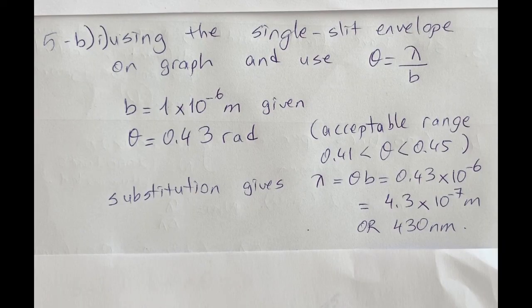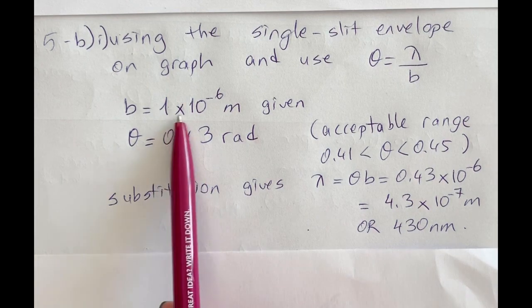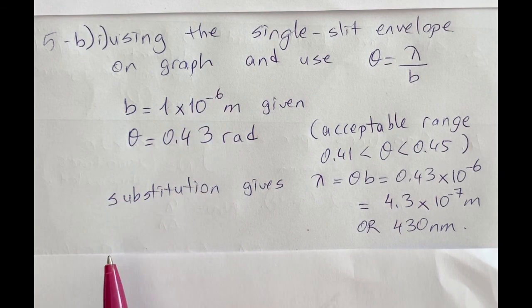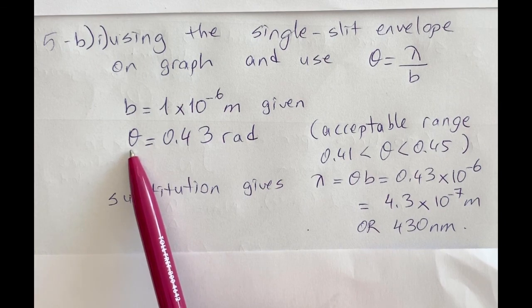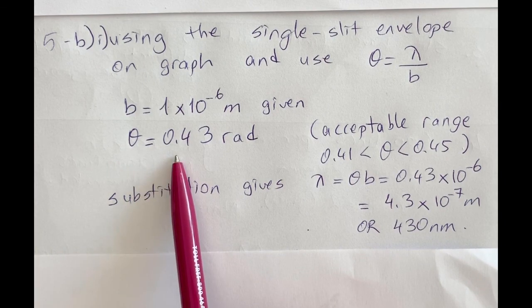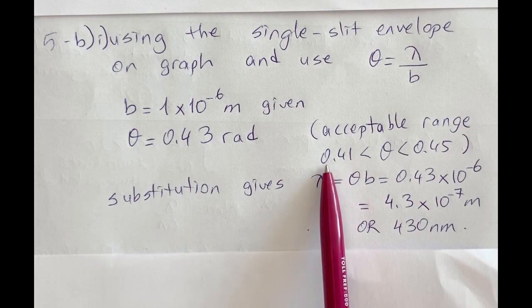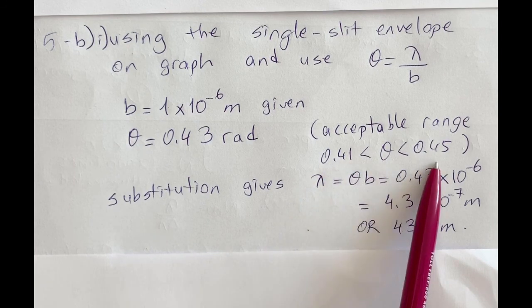5B(i) is asking for an estimation of wavelength given that the width of each slit is 1 micrometer. That means 1 times 10 to the power of -6 meters as b. Now we're going to use the envelope of the single slit given on the graph to look at the single slit intensity minimum. We look for the angle where the envelope hits 0. I read that as 0.43, but an acceptable range is given as between values of 0.41 and 0.45.